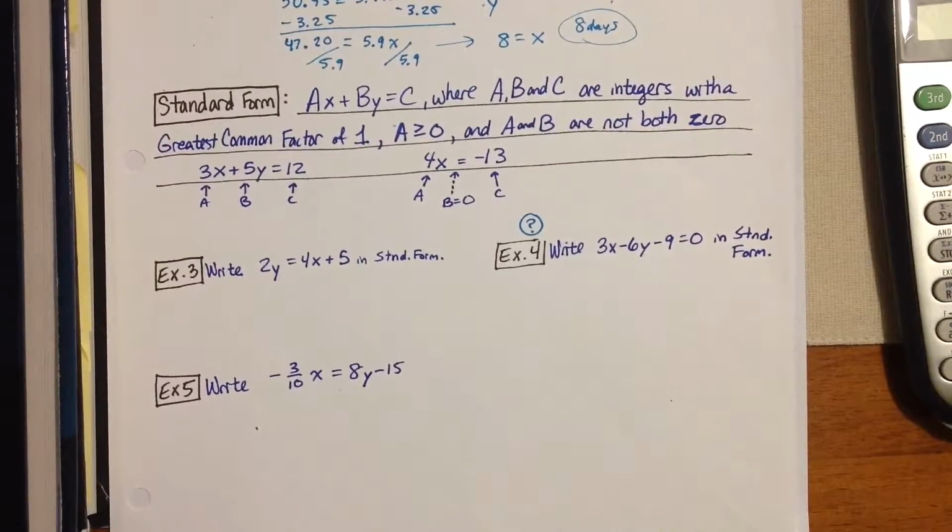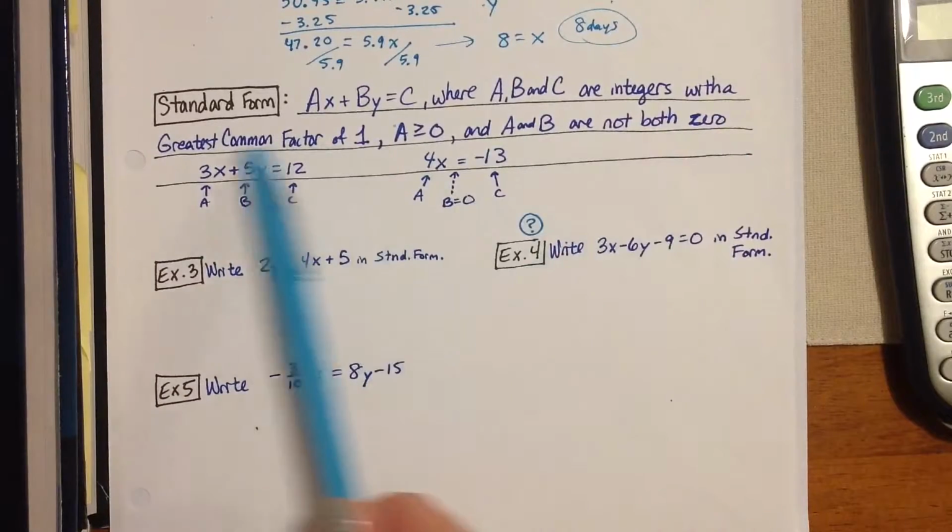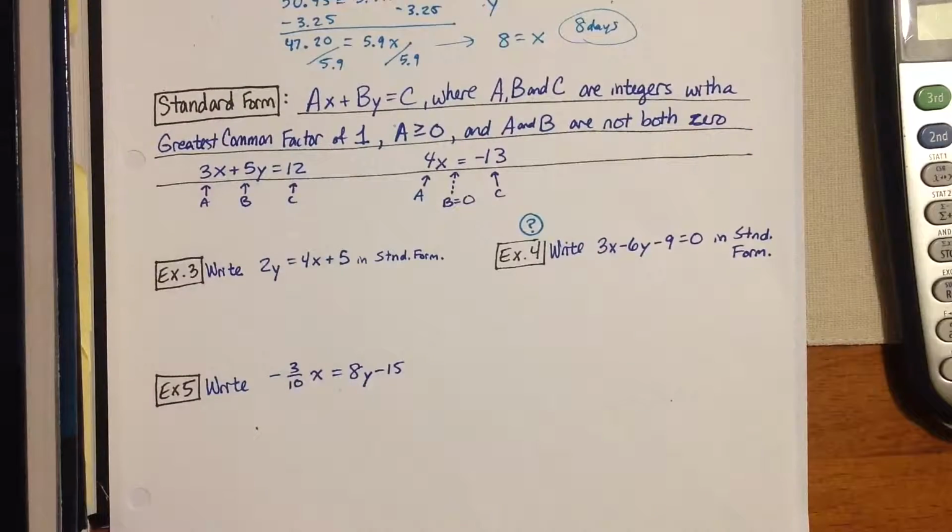A, b, and c are integers with a greatest common factor of 1. A is greater than or equal to 0, and a and b are not both 0. And then I have some examples down here. So let's just dissect what this definition means for a second.